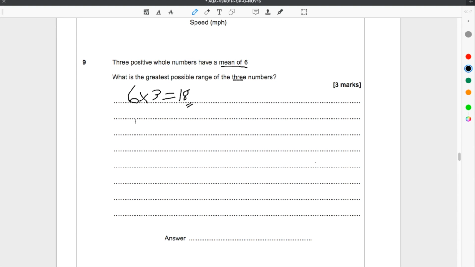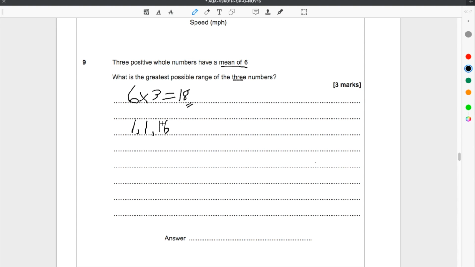So straight away, the smallest possible whole number that we could have that is positive is 1. And if we're looking for the biggest range of 3 numbers, then let's pick 1 twice, because that way the next number we pick will give us the largest possible range. And we calculated by doing 6 multiplied by 3 that 18 was the number we needed in total. Well, 1 plus 1 is 2. 2 plus something is 18. The third number is going to have to be 18 minus 2. So this number needs to be 16.